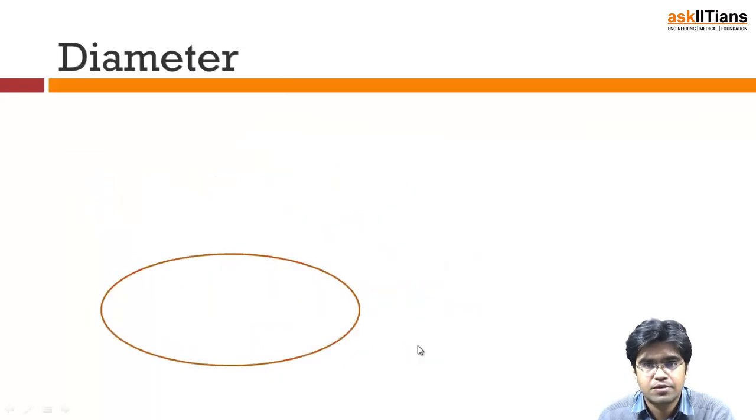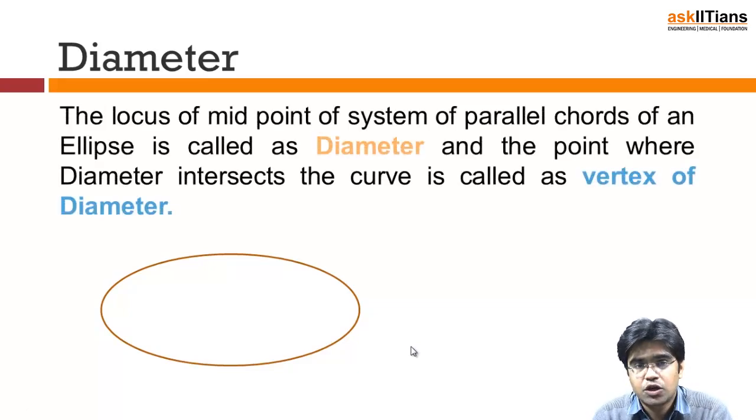Let's move to the next concept, that is diameter. Now what is a diameter? Diameter is actually the locus of midpoints of a system of parallel chords. That means there are parallel chords, maybe 2, 3, 5 or any number. All those chords have to be parallel. If you find the midpoint of each of these parallel chords and if you join them, you will get a straight line, which is a diameter. And the endpoints of diameter, that means the points at which the diameter intersects the ellipse, are called the vertex of diameter. So let's see it visually.